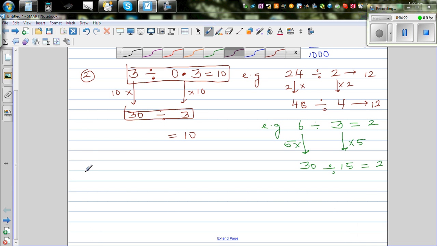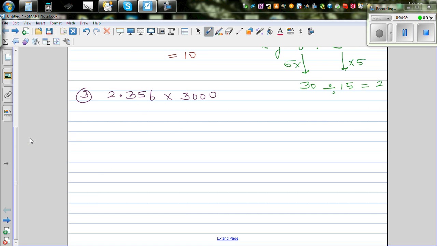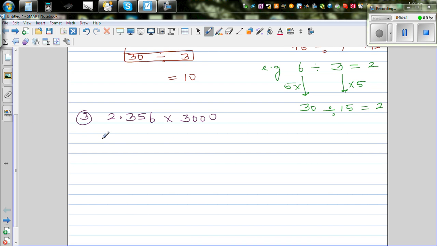Okay, so let's move on to question 3, again multiplication. That is 2.356 times 3000. Now these are skills you need to know how to do without a calculator. So 2.356 is the same as 2356 out of 1000. And this 3000 I'm going to write as 3 times 1000 over 1.